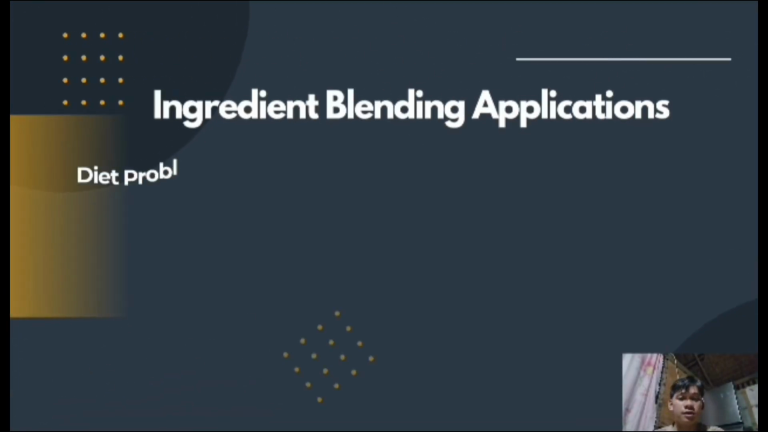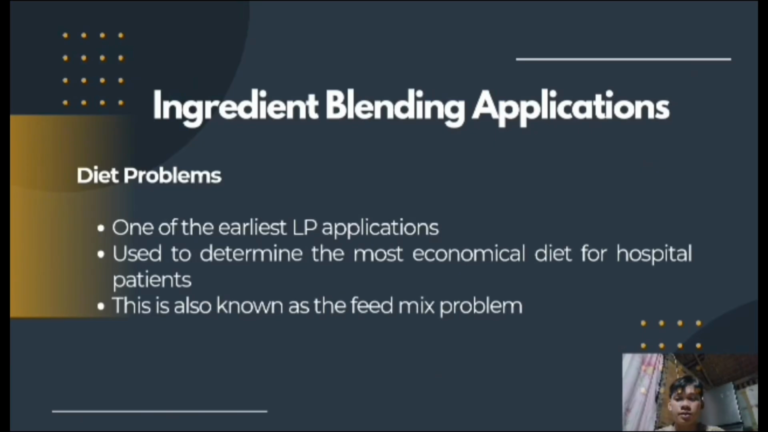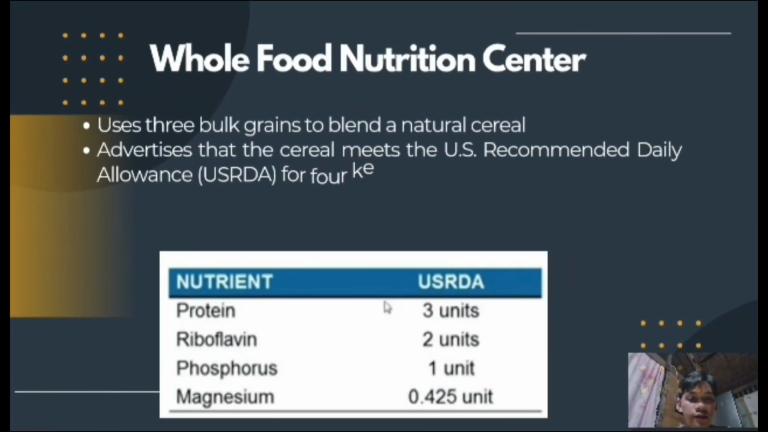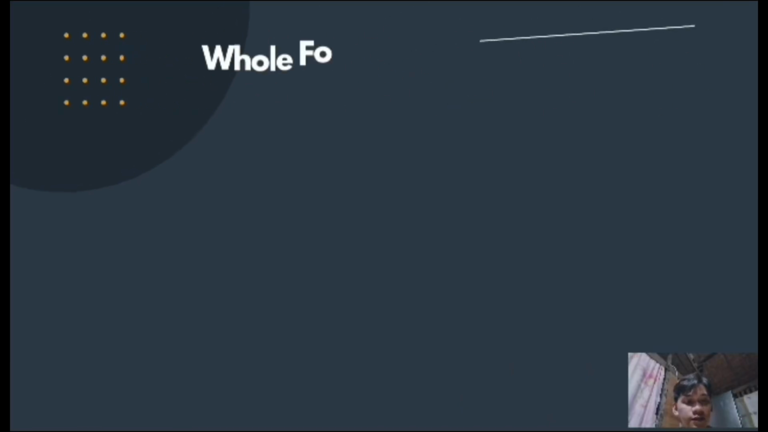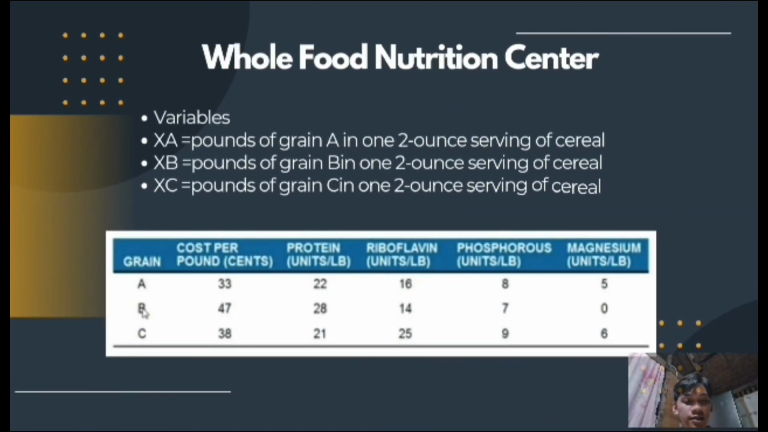Also, we have the ingredient blending application. For example, this is a very common or popular LP problem. It's also called the feed mix problem. For example, for a patient, they want to give some items. They will say that these are the nutrients and these are the requirements for the patient. And to reach this, they have some items here, A, B, and C. So what is the cost of each, how much protein they have, and also the other nutrients. Okay, the values are given.